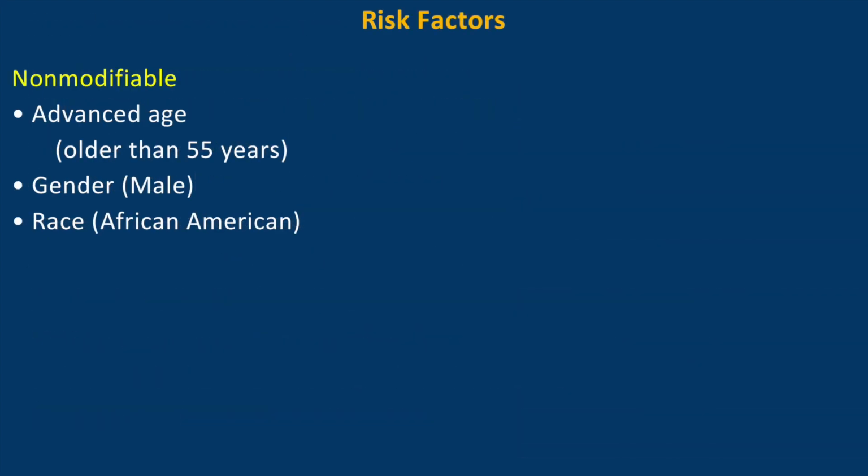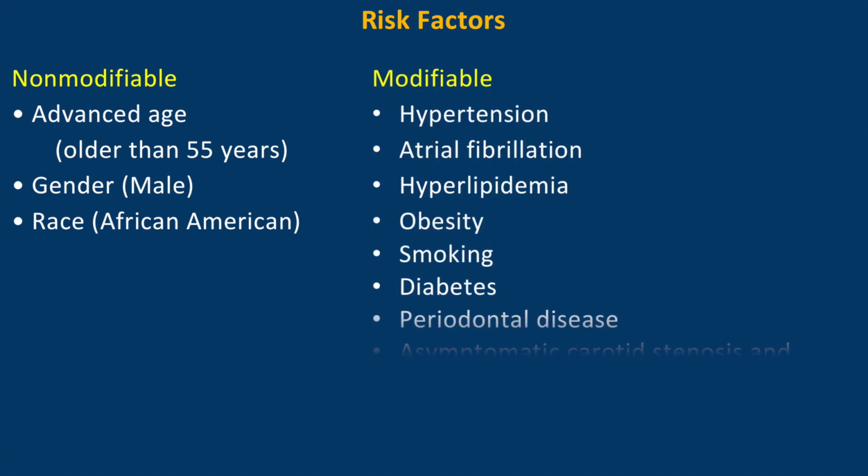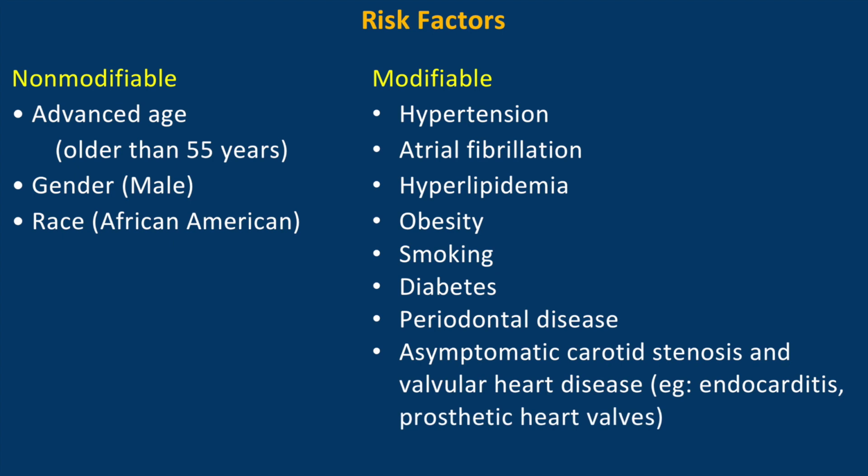Next are risk factors. We have non-modifiable and modifiable risk factors. Non-modifiable risk factors are advanced age, older than 55 years old. Strokes are more common in males and African Americans. Modifiable risk factors are hypertension, atrial fibrillation, hyperlipidemia, obesity, smoking, diabetes, periodontal diseases, asymptomatic carotid stenosis, and valvular heart diseases, for example, endocarditis and prosthetic heart valves. These risk factors can be modified by medicine, exercise, and diet.